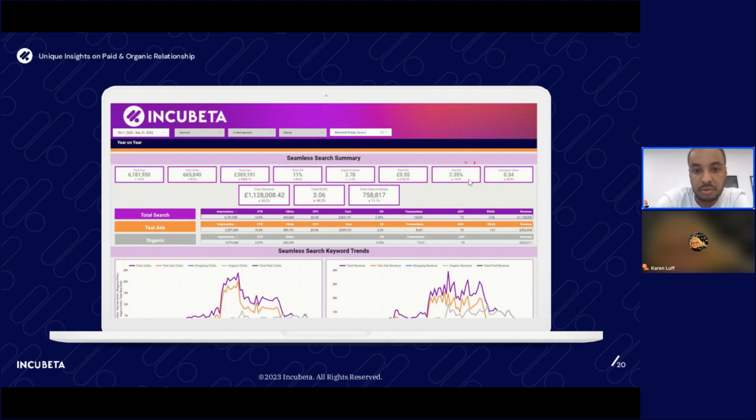And also we look at the total search margin, which takes the paid revenue and the organic revenue and takes away the paid costs. So you have a good figure of how things are going across the board.